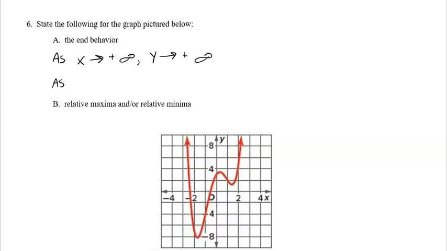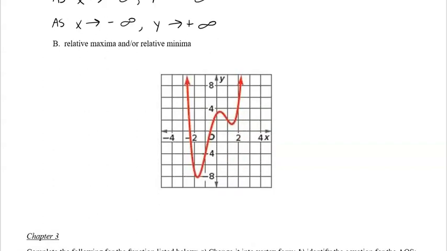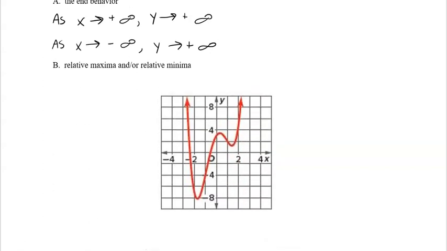And then as x approaches negative infinity, that's as we move to the left, the graph is going up on this end as well. So it's going up in both cases. So that's the end behavior. And then as far as maxima, minima, these are referred to as turning points. So I've got 2 relative minima right there, and it looks like I've got 1 relative maximum.